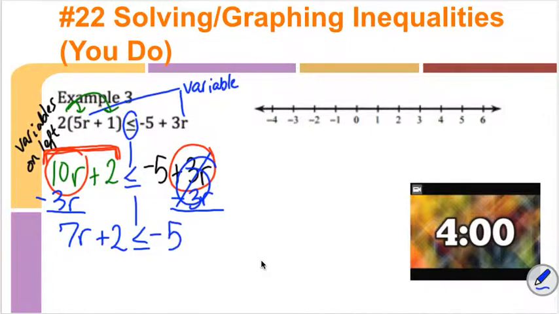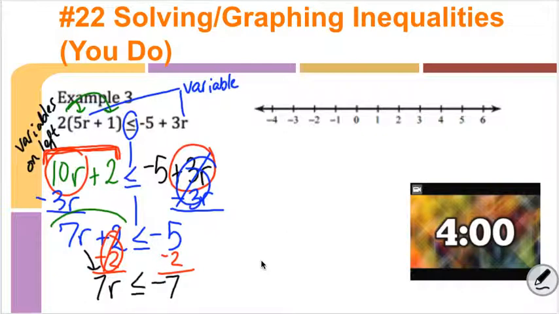Okay. Now from here, I can use SADMAP. So I ask myself, on the side of the variable, do I see subtraction? No. Do I see addition? Yeah. I'm going to go ahead and do the inverse and subtract 2. So I'll end up with 7r is less than or equal to negative 7.